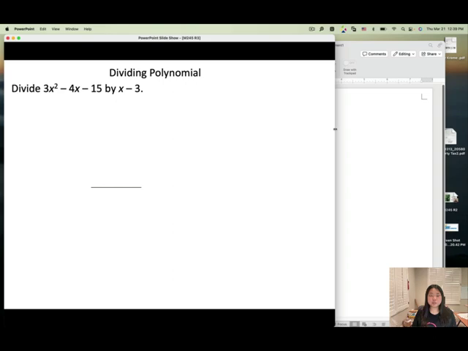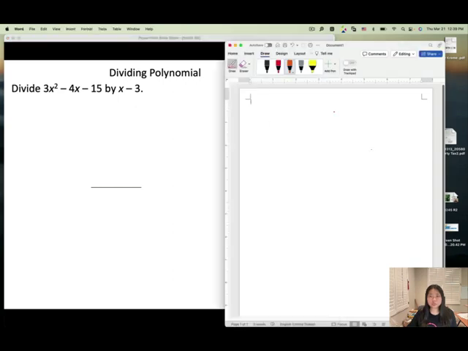Okay, dividing polynomial. So we want to divide the trinomial by the binomial. So before we work on that, let's review a little bit. For example, if I have 18 divided by 7, okay? So we will be using the long division. So 18 divided by 7, and then 7 times 2 equal to 14. And since this is going to be the division, there's a minus in here. So when you subtract, 18 minus 14, that will be equal to 4.